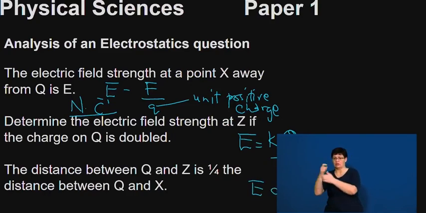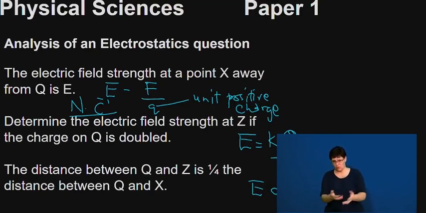So if we double the charge that creates the field, E will also be doubled. If we double the distance, remember, it's about the square of the distance. It will be 4 times as big. If we halve the distance, it will be 4 times as big. So we use more or less a similar approach, right?